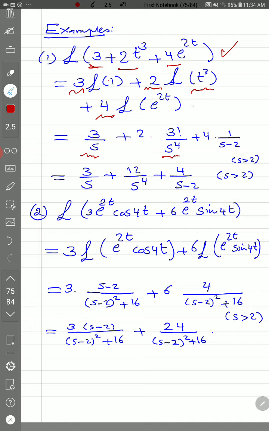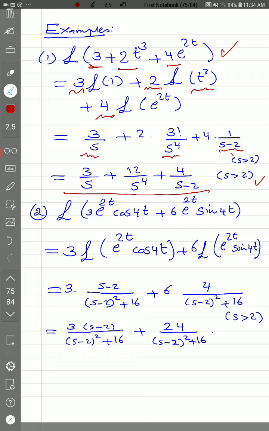Here a equals 2, it will be 1 over s minus a, and it will give you this one. Now I just multiply here, 2 multiplied by 6, 12, and 4, I write it like that. We don't need to do more than that. We leave it this way. We don't need to put it together.